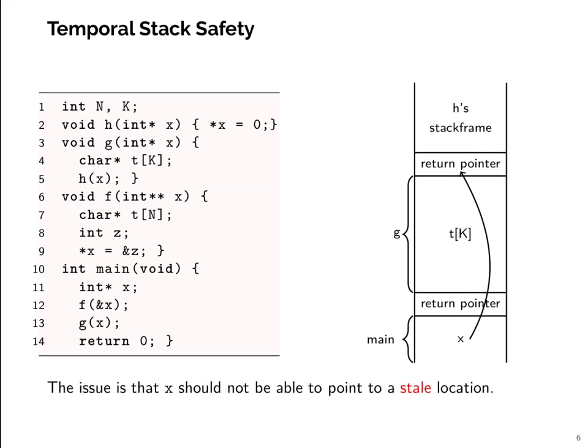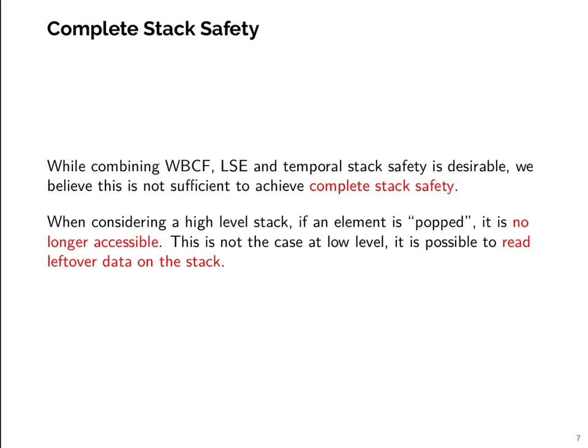So as I said, the issue is really that it should not be possible for a reference to point to some stale location, as x does in this example. So while combining well-bracketed control flow, local state encapsulation, and temporal stack safety would be great, I believe this is not sufficient to achieve complete stack safety. So what do I mean by that? I want to remark that when an element is popped from a stack, it should no longer be accessible through the stack, but that is not the case at low level.